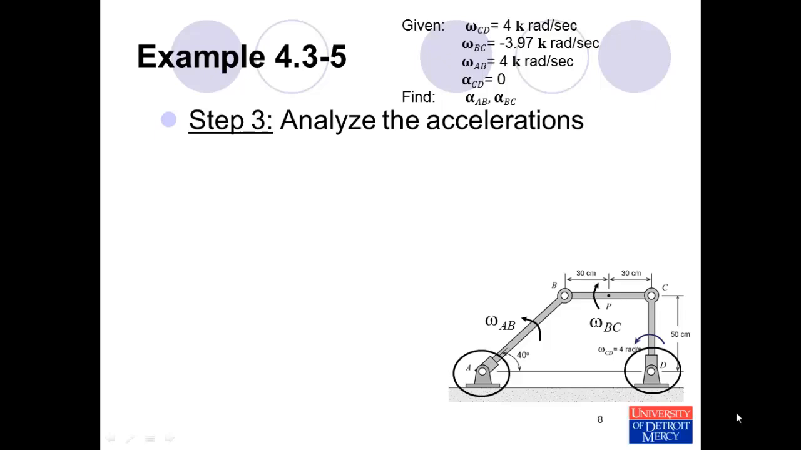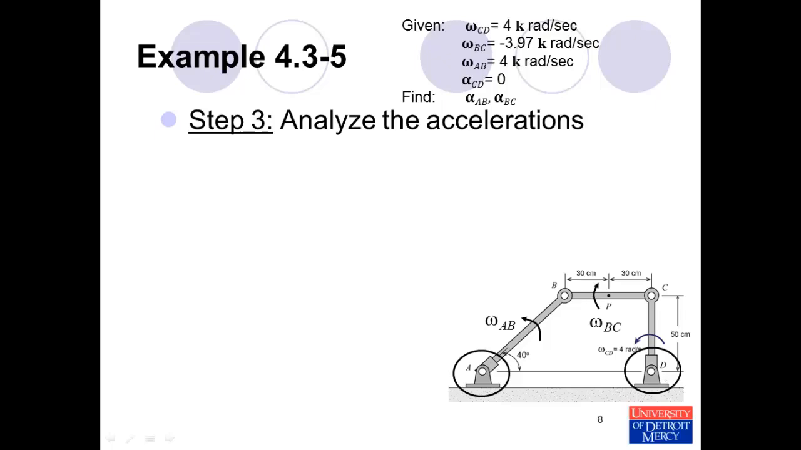At this point, we'll go ahead and analyze the accelerations of this mechanism. So this wasn't explicitly asked for in the problem, but we're going to do it anyways just for practice and in order to illustrate how we deal with accelerations. Basically, the approach is almost identical to what we did with the velocities. We try to identify points whose acceleration we know. In this case, the fixed points A and D both have accelerations of 0.